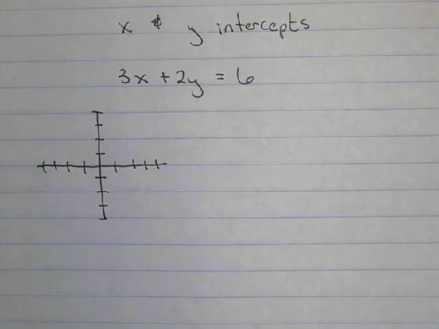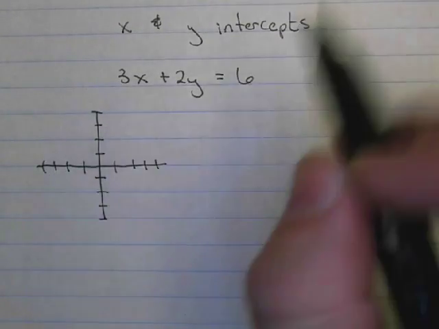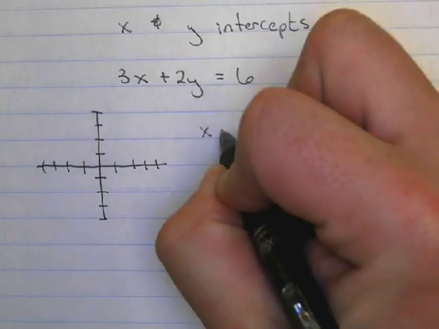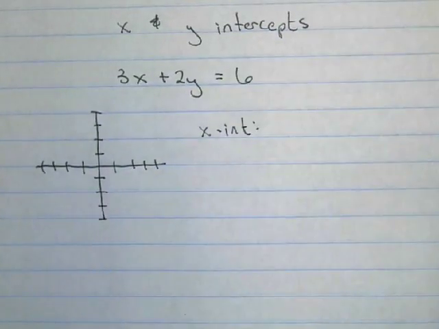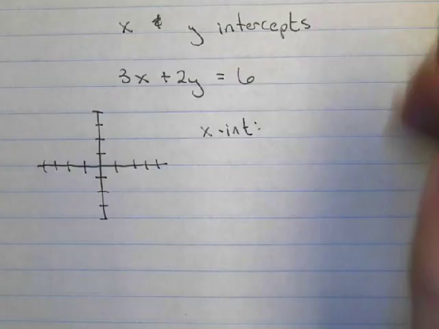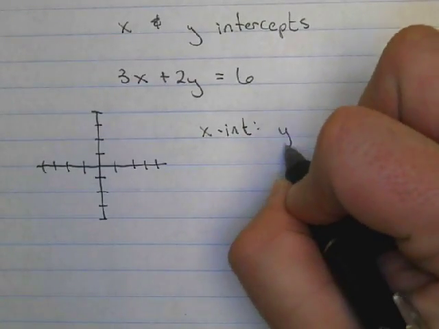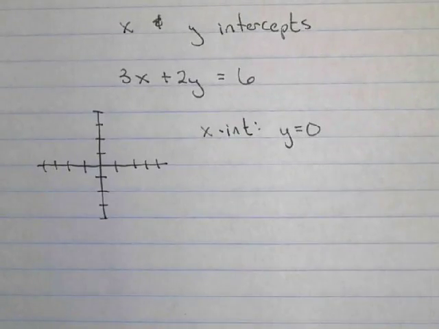In this video, we'll look at x and y intercepts. X and y intercepts are just where a graph intercepts or crosses the x or y axis. So an x-intercept occurs when, if it's crossing the x-axis, y equals 0. So we can plug in y equals 0 into our equation and solve for x.